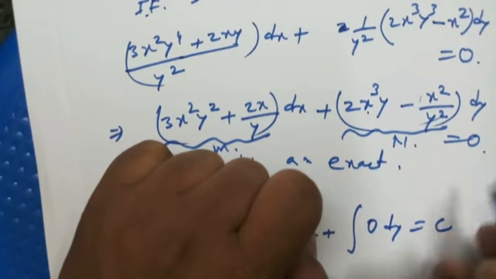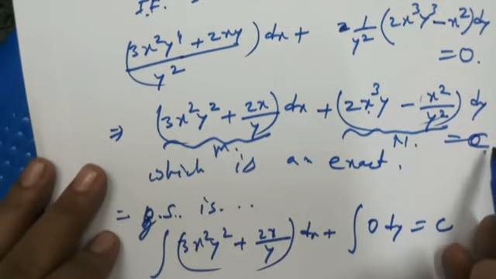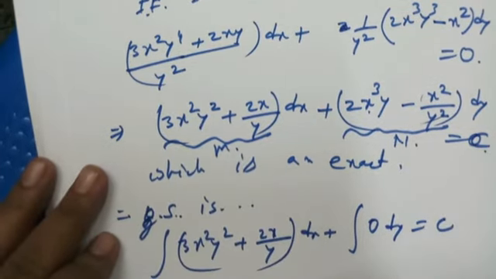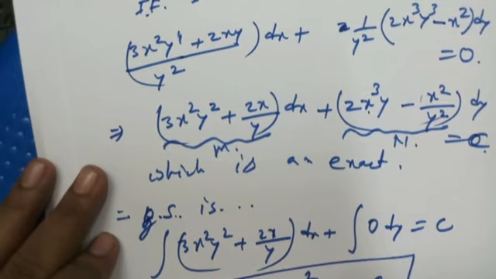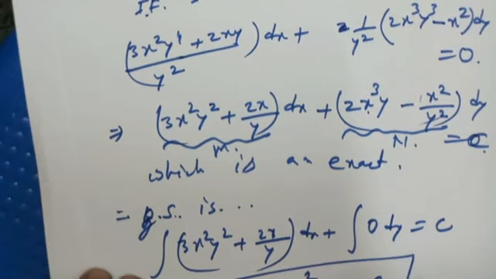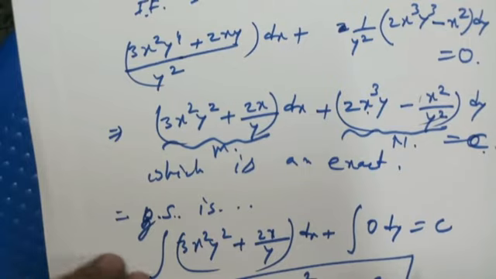Plus an arbitrary constant, and after simplification this is x cube y square plus x square upon y equals c. C is an arbitrary constant, and this is my final answer. This is the required solution of the given differential equation.